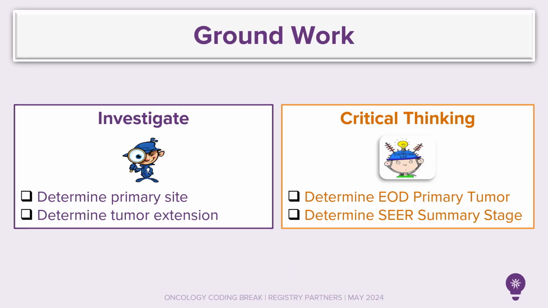So when we're abstracting these cases with pericolorectal tissue invasion, we really do need to do some groundwork first. First we'll need to tap into our investigational skills and determine the primary site, and then determine the tumor extension. Once we complete our investigation, we'll don our thinking caps and tap into our critical thinking and determine the EOD of the primary tumor and the SEER summary stage.